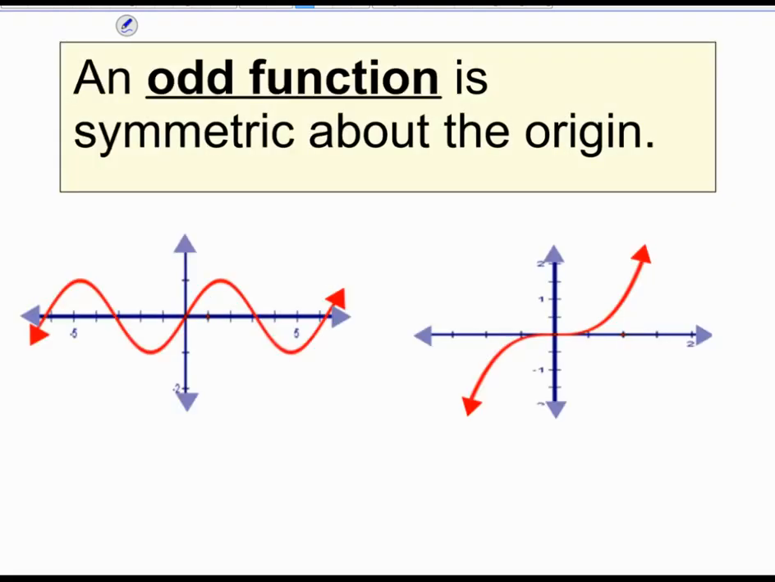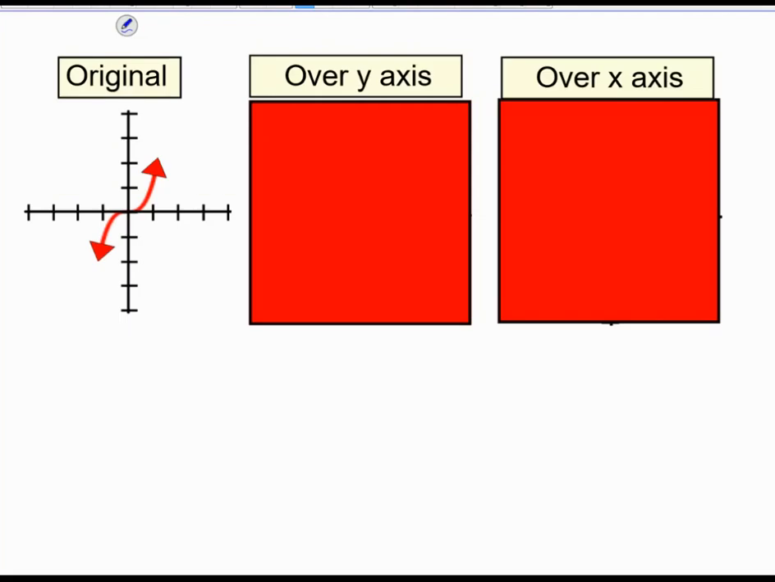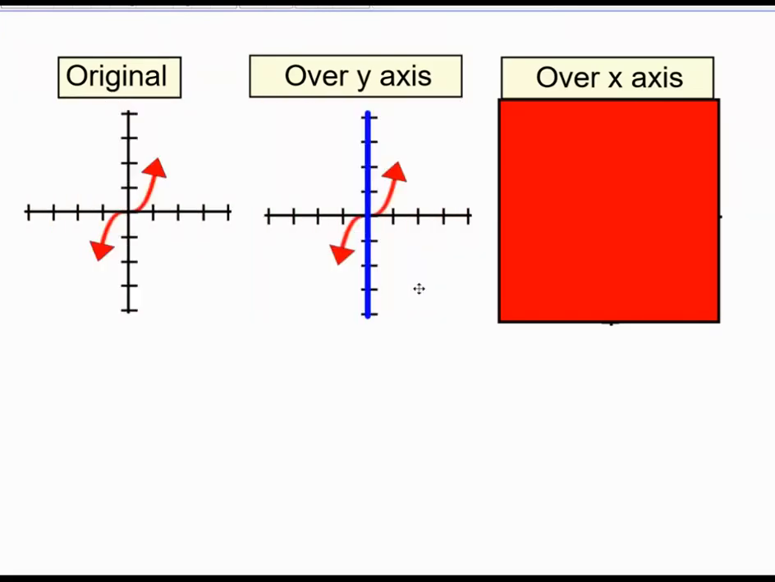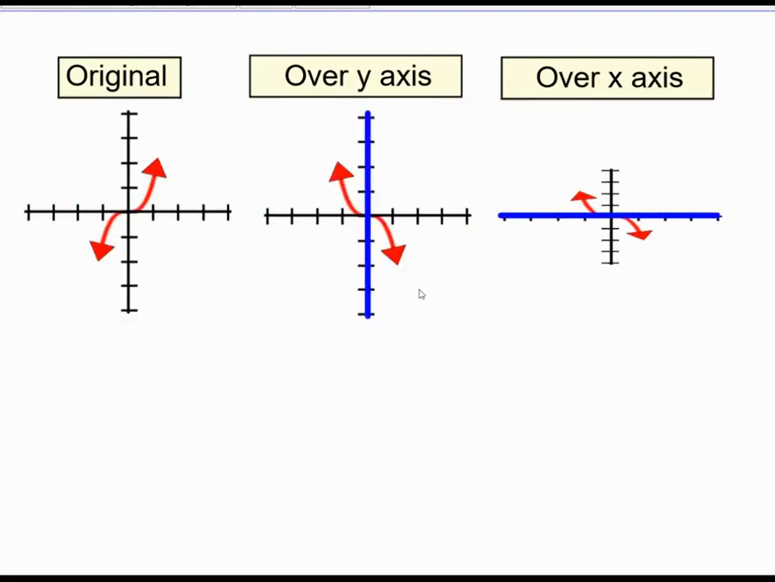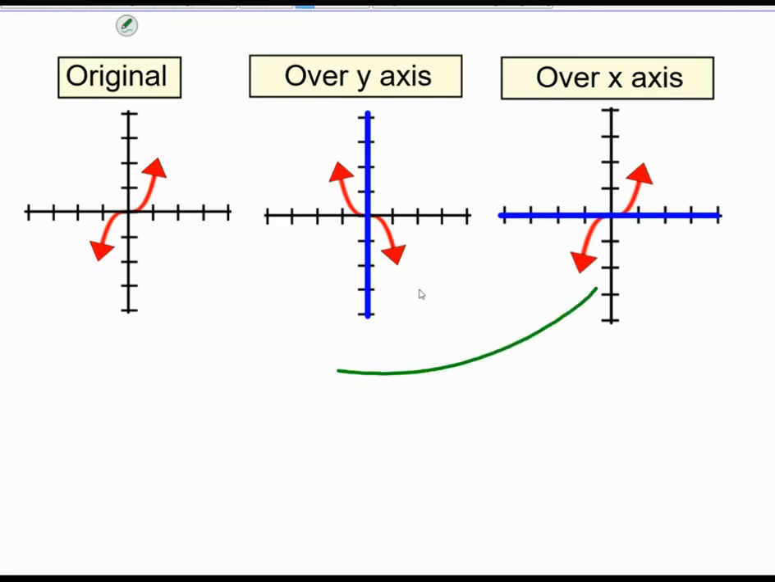An odd function is symmetric about the origin. Maybe a little bit harder to see. Let's redo this. We've already done this, but let's reflect y equal x cubed over the y-axis and then reflect the result over the x-axis, and we come back to itself. That's probably the easiest way to look at it.